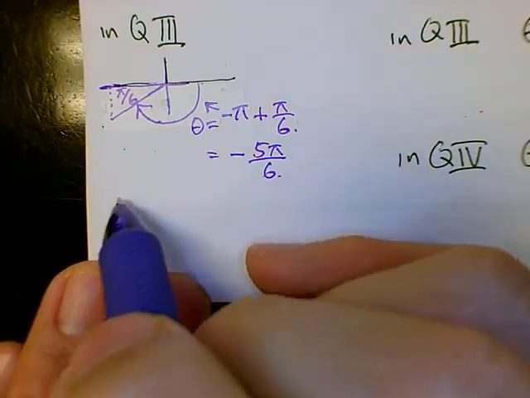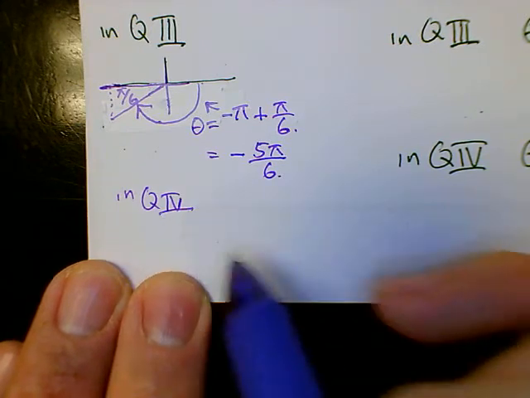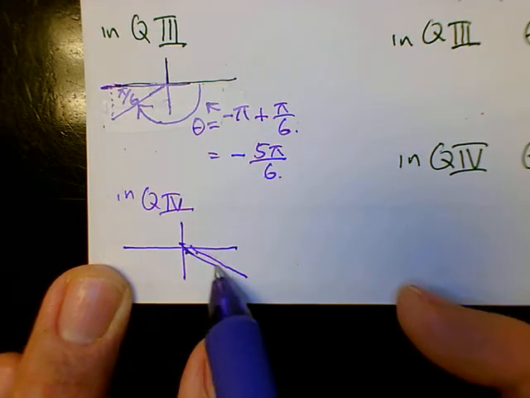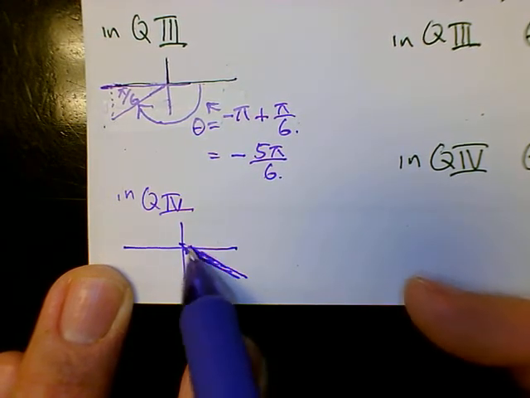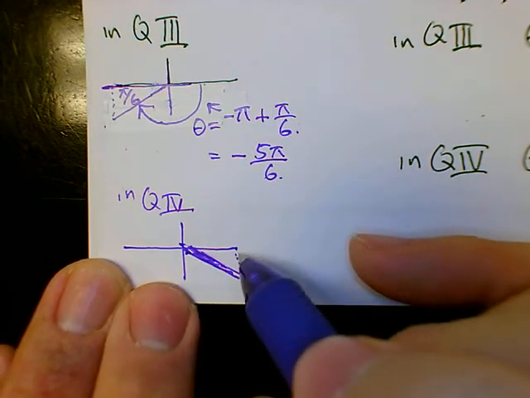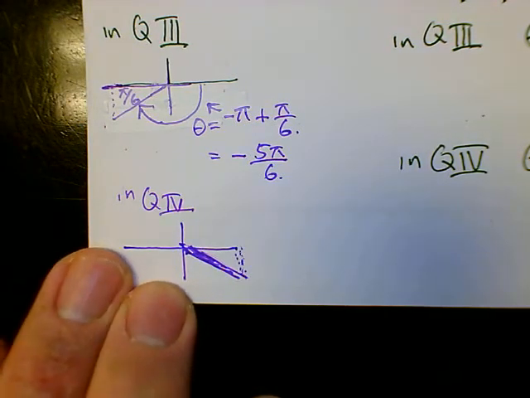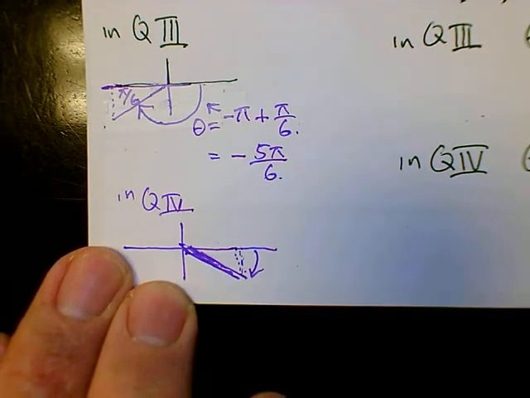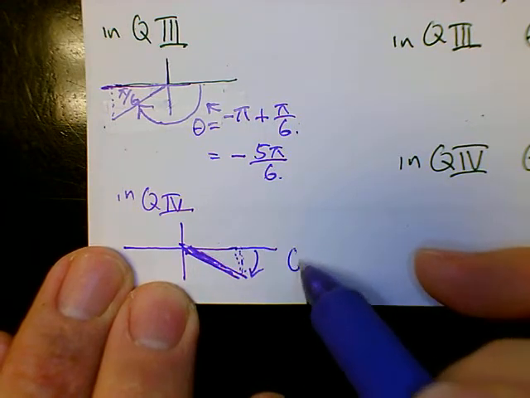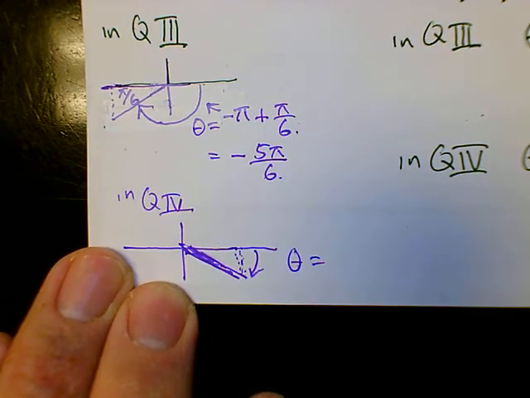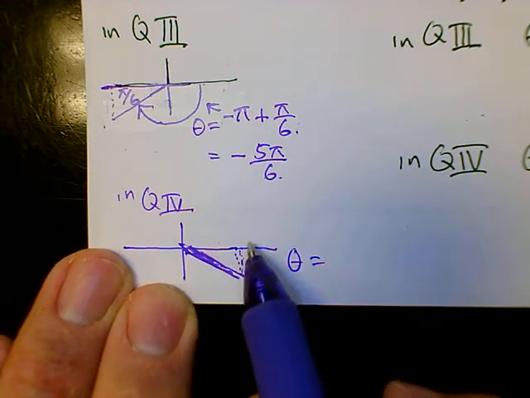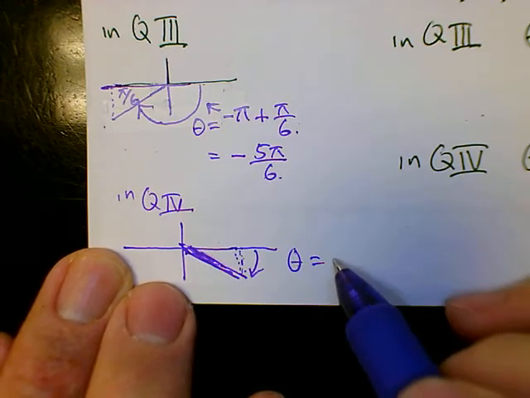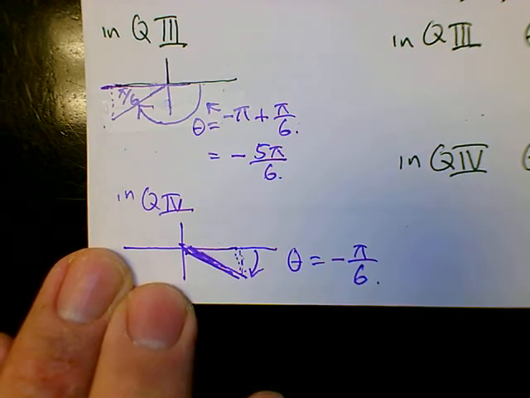In the same way, if it's in quadrant 4, this is the triangle I'm dealing with here. How do I describe this angle rotating in the negative direction? The angle in the negative direction is the same as negative pi over 6.